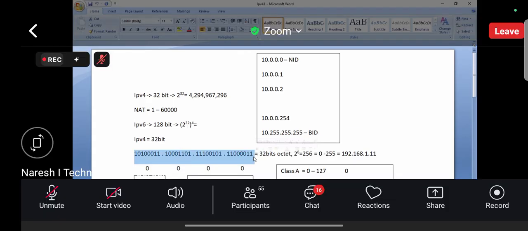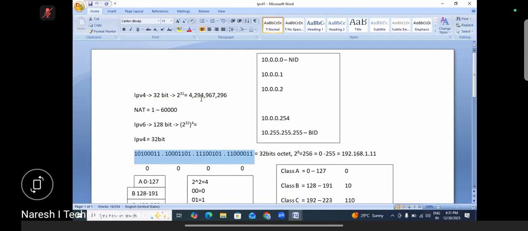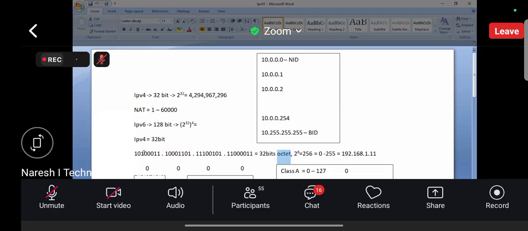Total 32-bit is a very huge combination. More than 4 billion combinations. So ICANN divided it into 4 octets. Most of the people say groups, but don't call them groups, it is not a technical word. We need to call it an octet. Got it, guys? So total how many bits? 32 bits, divided by 4. They got divided into 4 octets.